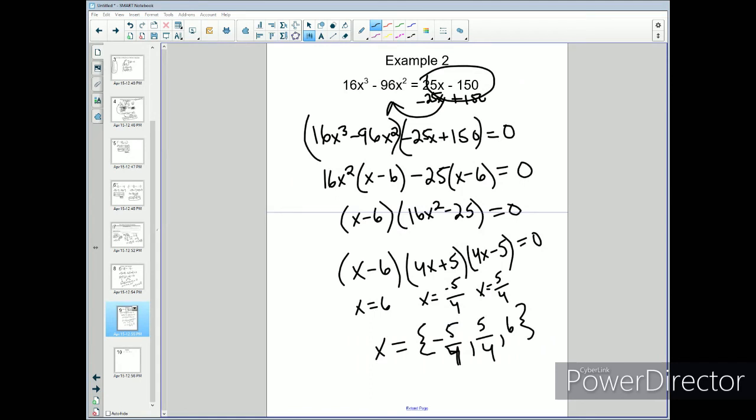All right, and there it is. Our solution: negative 5/4, 5/4, and 6. You can go ahead and pause the screen if you want to follow through with the math there. Send me an email if any of that is confusing for you. Or send your teacher an email, I should say.